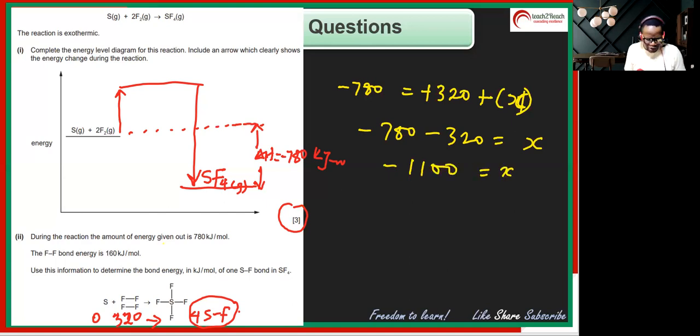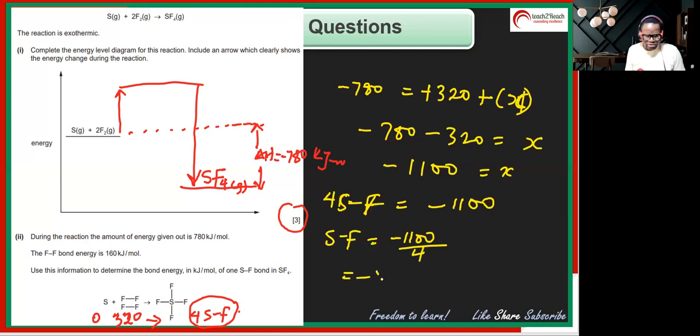Now they told you to find the value of 1 S-F. Don't forget in your calculation, 4 S-F is responsible for minus 1100. Then 1 S-F will be minus 1100 divided by 4, so minus 275.